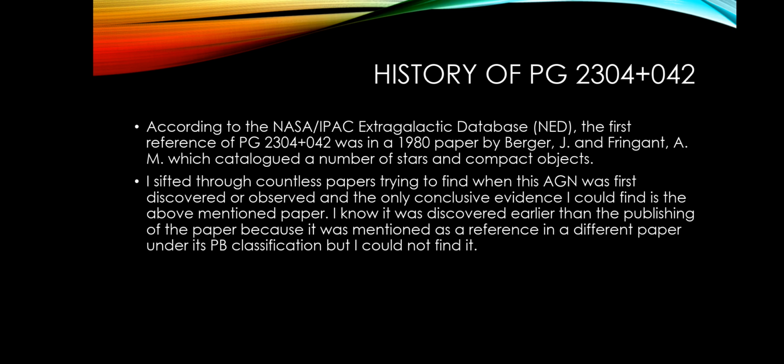History of PG 2304+042. According to the NASA/IPAC Extragalactic Database, or NED, as I mentioned before, the first reference of our object, PG 2304+042, was in a 1980 paper by Berger J. and Fringant A.M., which cataloged a number of stars and compact objects. I sifted through countless papers trying to find when this AGN was first discovered or observed, and the only conclusive evidence I could find is the above-mentioned paper.